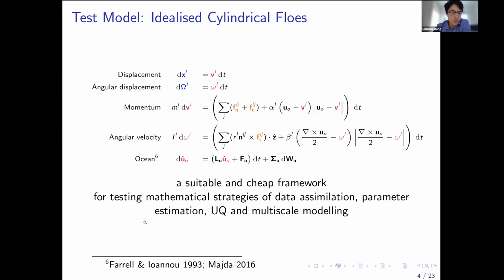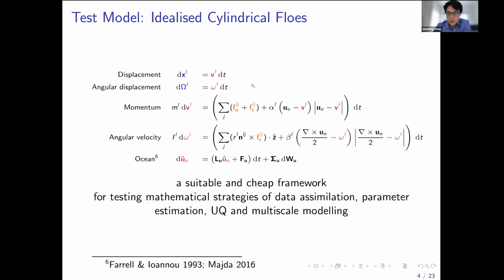Based on theory work by, for example, Andy Majda in this direction, looking into the largest, highest energy modes gives us a very good approximation to the shallow water or quasi-geostrophic model. So we just take this model for the ocean current. This whole idealized setting gives us a suitable, very cheap, simple framework for testing some mathematical method ideas for data assimilation or multi-scale parameterizations.